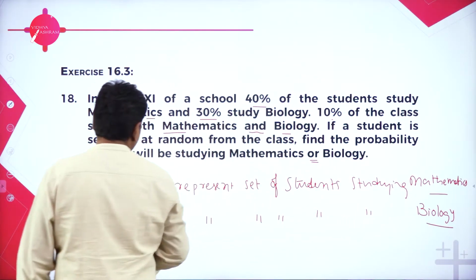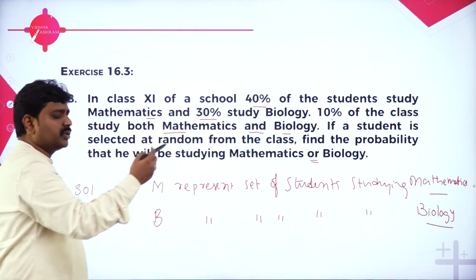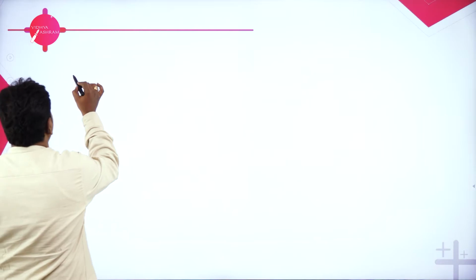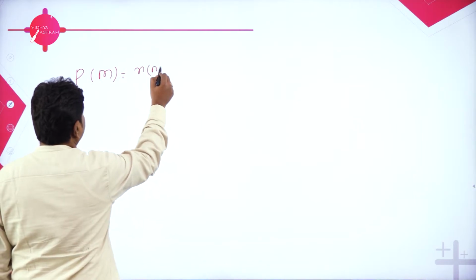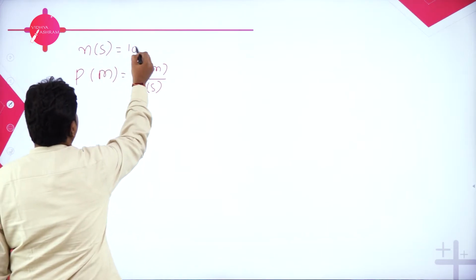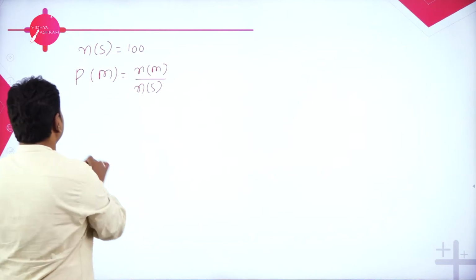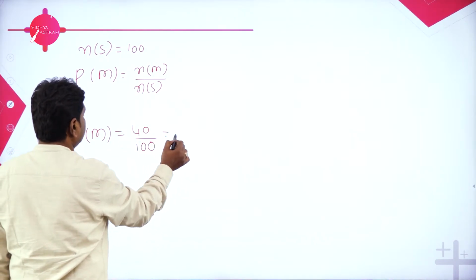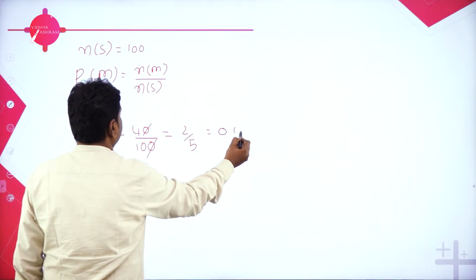Now what we are supposed to do: whatever is given as a percentage, 40% means 40 out of 100, 30% means 30 out of 100, we can write the probability. Probability means what? P of M means probability of students studying mathematics, that is n of M, number of students opting for maths, by total. So let the number of students in S be 100, this is our assumption. So 40% study mathematics. I can say P of M is 40 out of 100. That will give you 2 by 5, or you can also say 0.4.